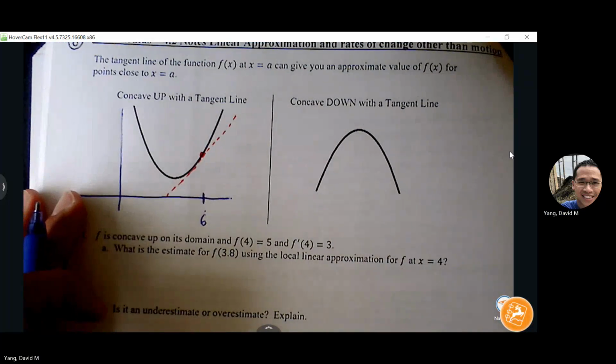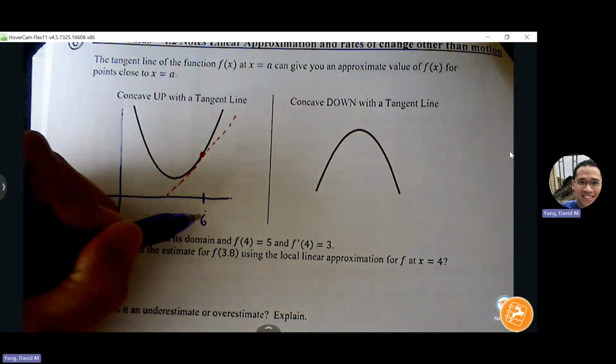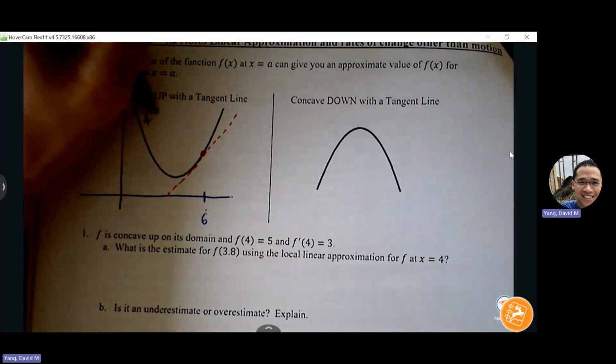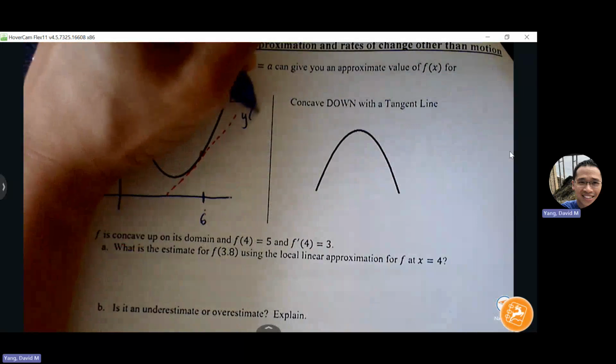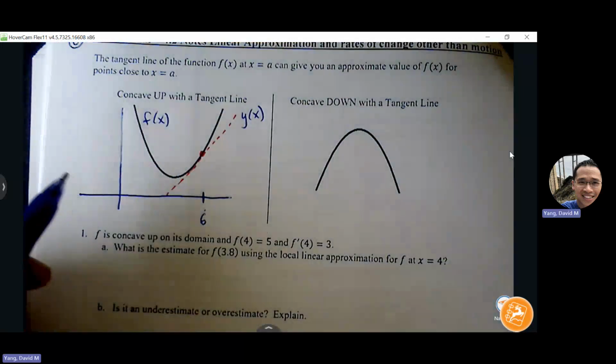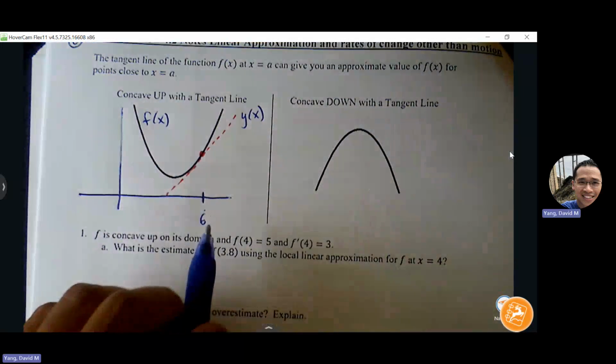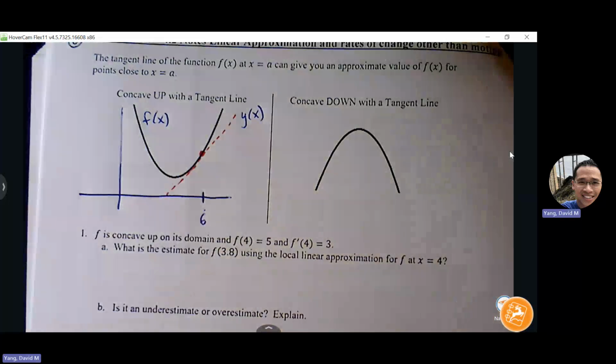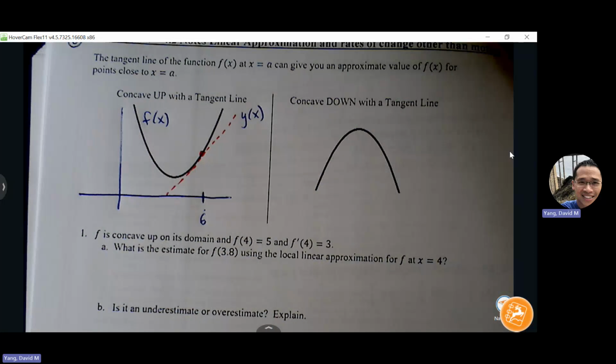So obviously, let's say this is f of x, and let's say y of x is my linear graph here. If I do y of 6 versus f of 6, I'm going to get the same y value, right? Because if it is truly tangent, then they're going to share the same ordered pair, and they will share the same slope between the curve and the line.